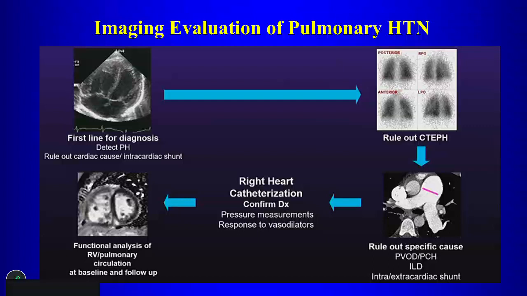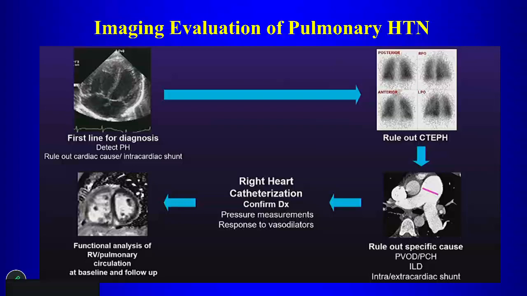Okay, so that's how they give you an estimate of pulmonary hypertension. The first test is echo. To rule out chronic thromboembolic disease, if that's a consideration, perfusion scan. If the perfusion scan is normal, the patient does not have chronic thromboembolic disease.